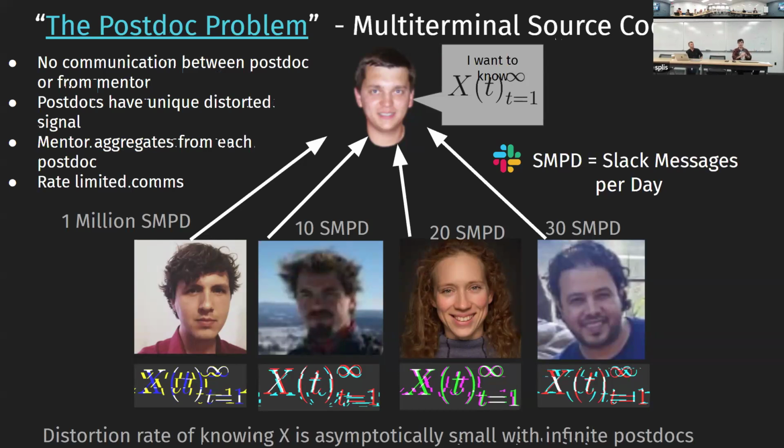And we also have a rate-limited channel. So if you're like me and you communicate with Sergey, you have a rate limit of 1 million Slack messages per day. You just message him constantly and annoy the hell out of him. Or maybe you're more reasonable and just send 10 to 20 to 30, stuff like that. And the idea is that Sergey is trying to reconstruct the signal in the best way possible with these communication-limited channels that each have imperfect information.